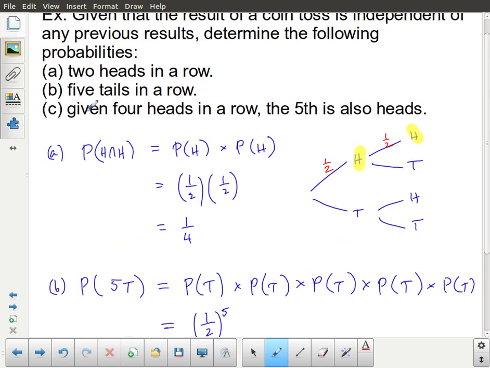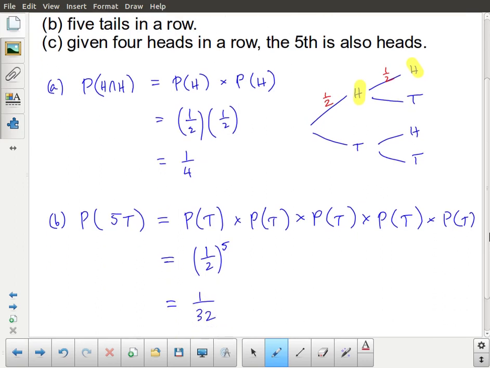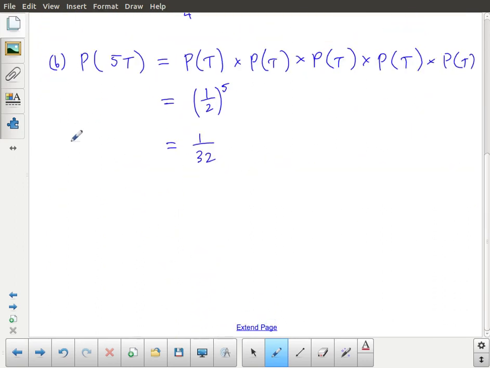Then we have, given 4 heads in a row, so this has already occurred, what is the probability that the 5th is also heads? Now this is an interesting one, and I'm putting this in here to just show you that you can slip up depending on the wording that's provided. If we have 4 heads given, that means that it has already occurred.